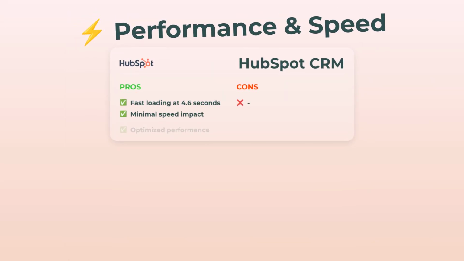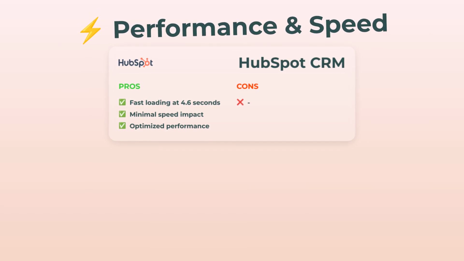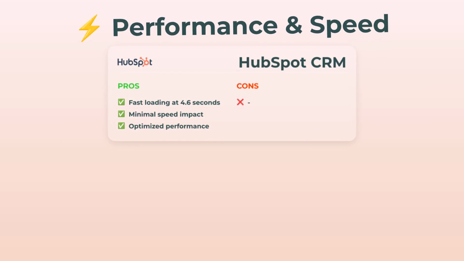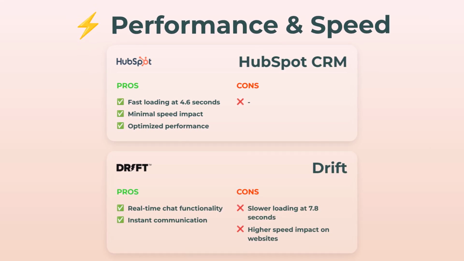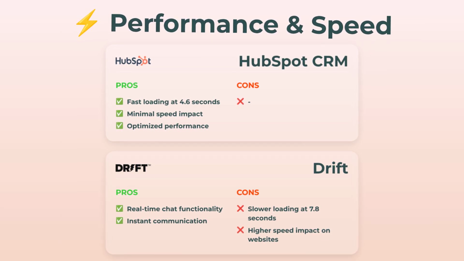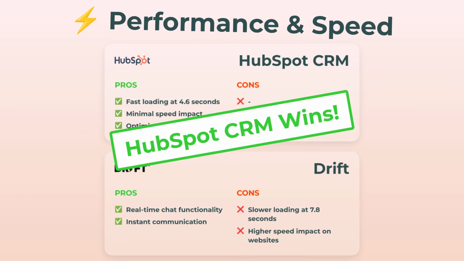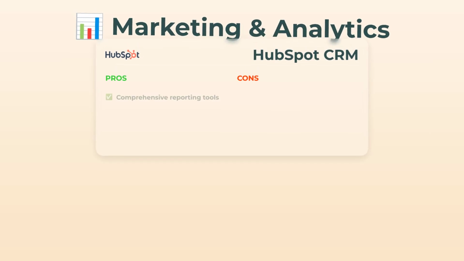Performance and speed time. HubSpot is snappy, 4.6 seconds to load, which is genuinely impressive. Doesn't slow things down, just gets things done. Drift? I mean, you do get that real-time chat experience, but on load speed, it drags a little. About 7.8 seconds. That might be fine for chat, but if you care about lightning speed, HubSpot is basically the Usain Bolt here.